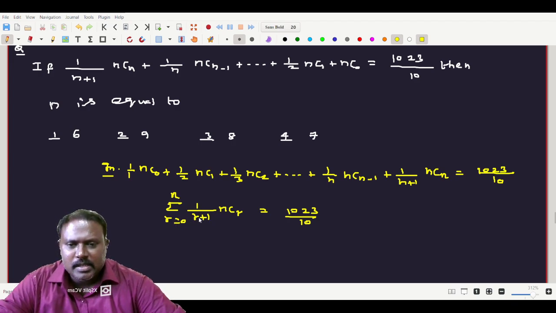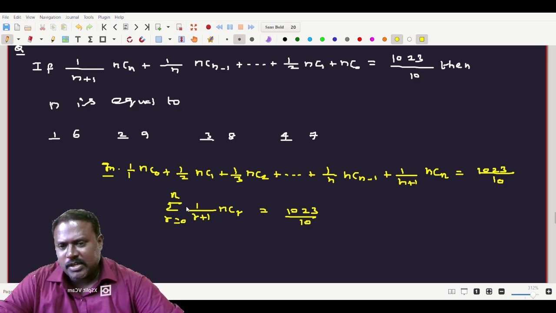Now look at summation R equals 0 to n, 1 divided by R plus 1 into NCR. If I put R equals 0, I'll get 1 divided by 1 into NC0. If I put R equals 1, I'll get 1 divided by 2 into NC1. If I put R equals 2, I'll get 1 by 3 into NC2, plus etc. Last, if I put R equals n, what do I get? 1 divided by n plus 1 into NCN. So this is perfectly correct. Okay, summation notation we have written.